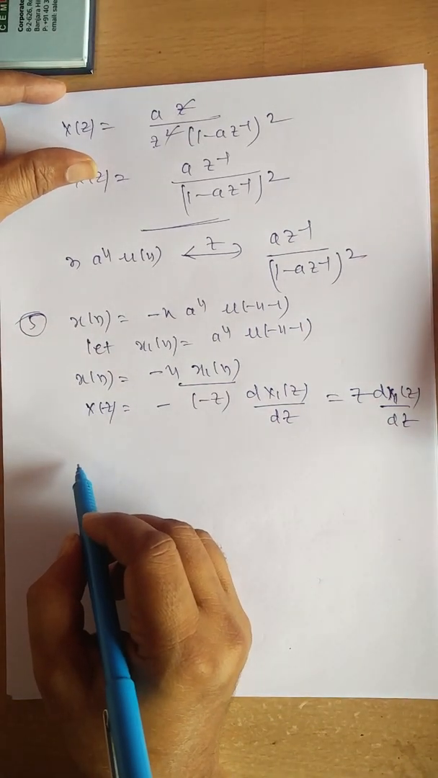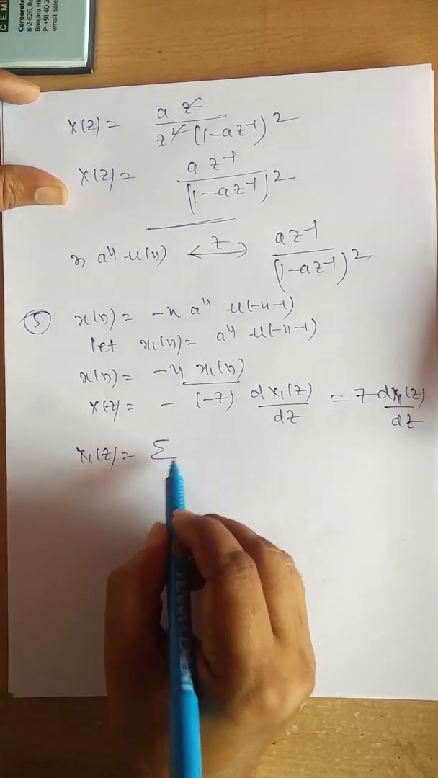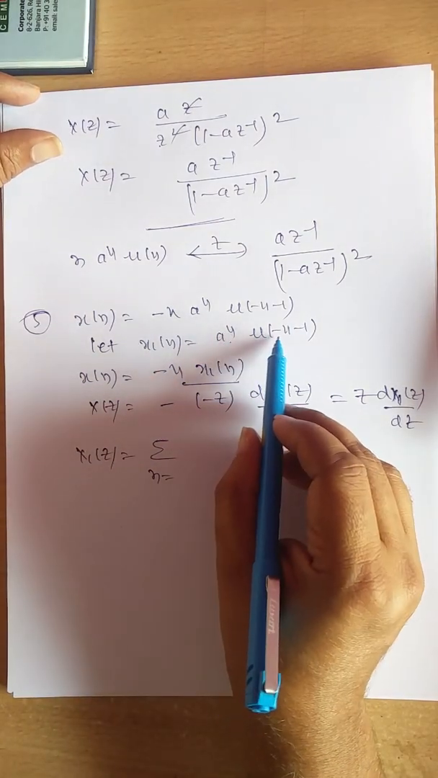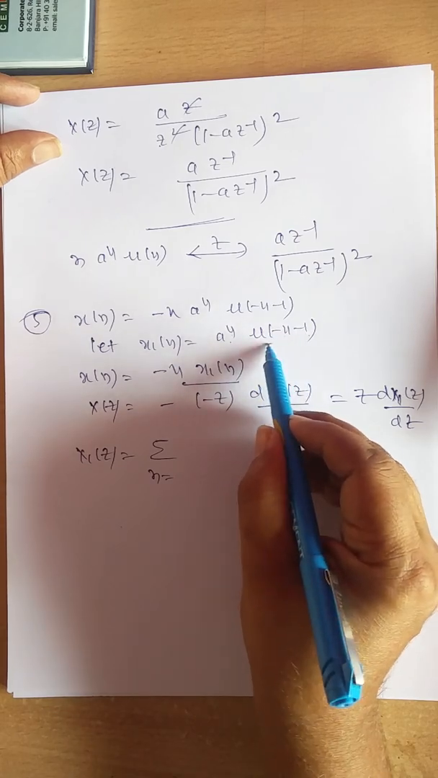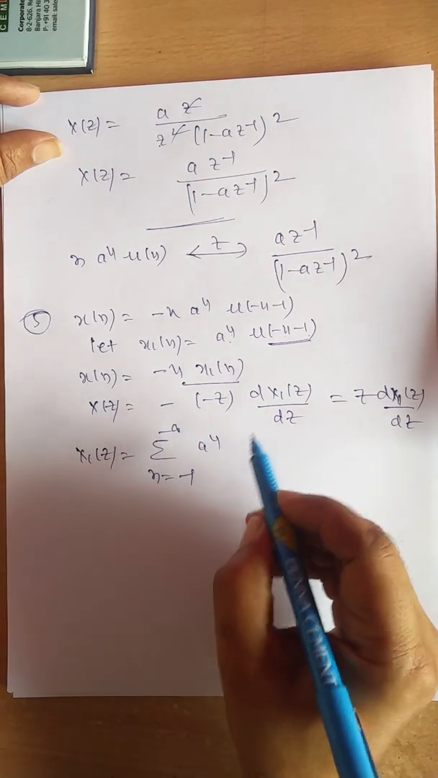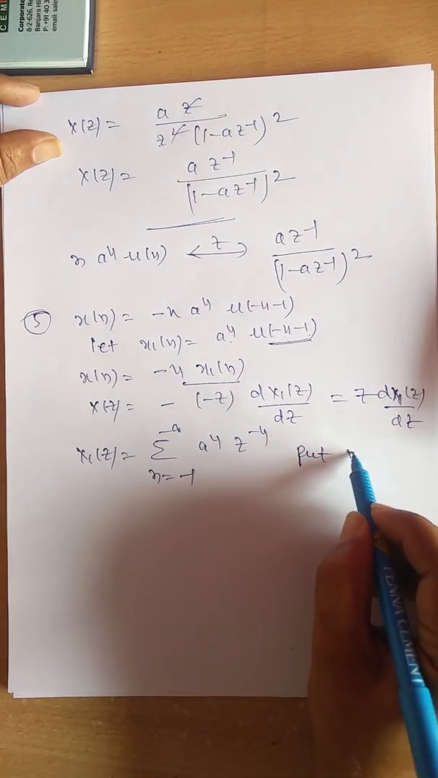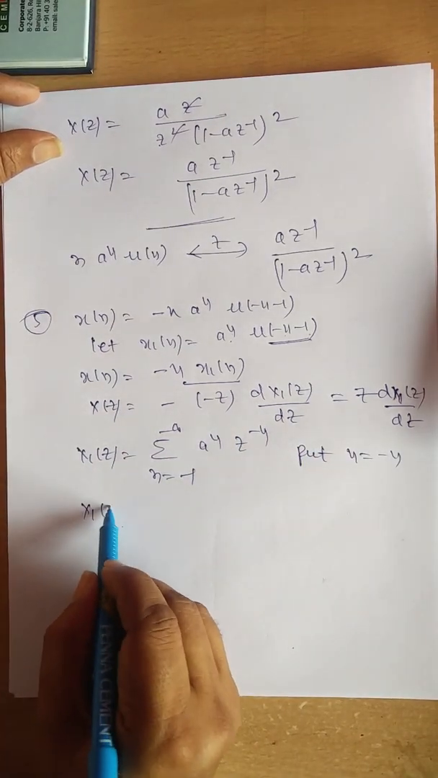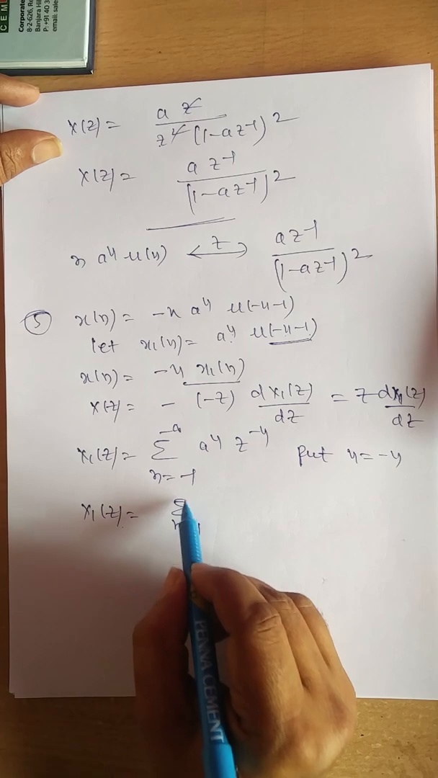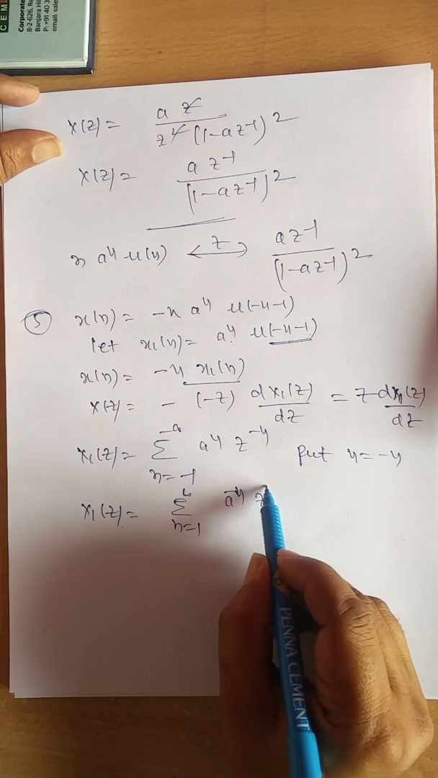Now what is x1 of z here? x1 of z is equal to the summation over n, because x1 of n is a to the power of n into u of minus n minus 1. Because of this u of minus n minus 1, the summation range is minus 1 to minus infinity of a to the power of n into z to the power of minus n. In this equation, put n equal to minus n. You get x1 of z is equal to the summation from n equal to 1 to infinity of a to the power of minus n into z to the power of n.